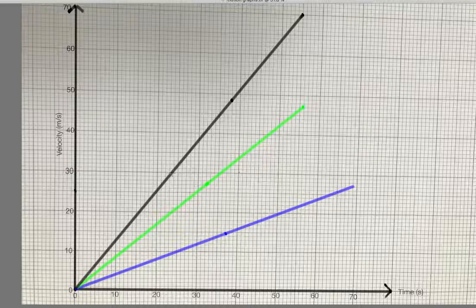Now all the numbers are the same as with the displacement time graph, so we don't need to worry about working them out again, but the point is the gradient of the velocity time graph is the rate of change of the velocity. That's the acceleration. It is the change in velocity divided by the time for the change. That is the acceleration. So the gradient of your velocity time graph, that is the acceleration.